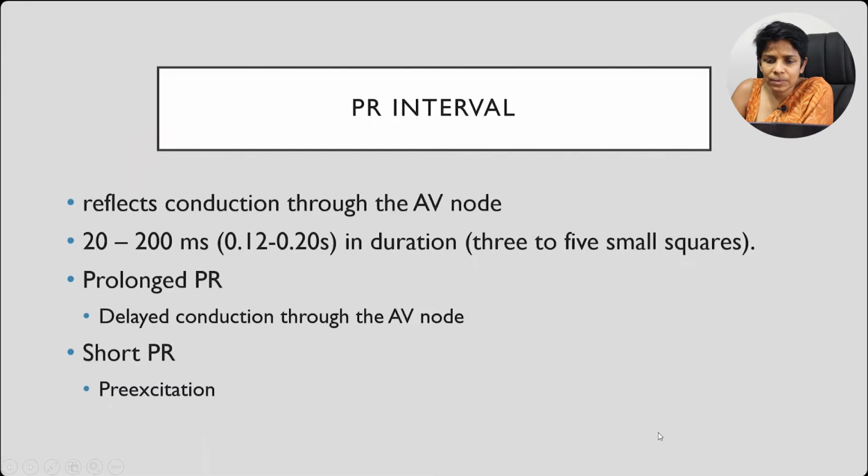And then we go into the assessment of the PR interval. It reflects the conduction through the AV node. You need to assess the interval or the duration of the PR interval. If it is prolonged, that means more than 5 small squares or 200 milliseconds, it signifies delayed conduction through the AV node. It can be short also. Usually it should be about 3 small squares in an ECG, but if it is less than that, it is most of the time due to pre-excitation or WPW syndrome.